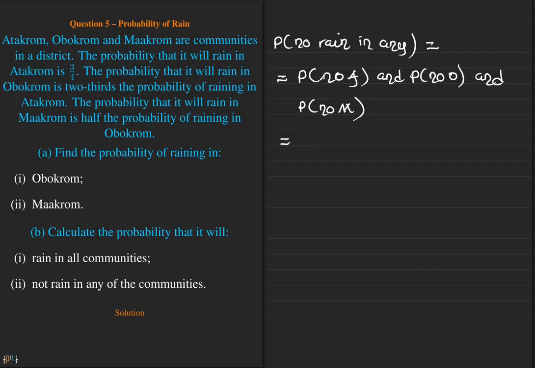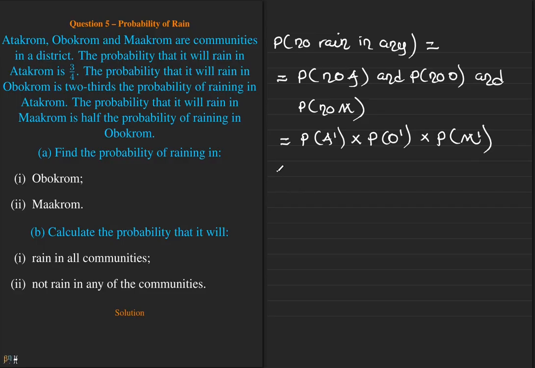So probability that there is no rain in Atakrom is written as P of A prime. We know what the and is by now, so it is multiplication. Then P of O prime, and then times P of M prime. Now the issue here is, how do we calculate these primes? That is what we did in our previous session.